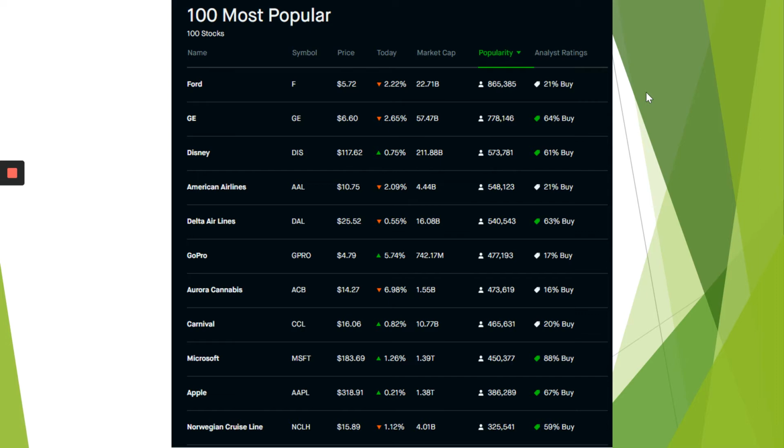So number 1 and 2, we have Ford and General Electric, pretty solid companies. 3, Disney, a company we recommend in 20 for 20. And then we have, this is where it gets interesting. Number 4 and 5 are American Airlines and Delta Airlines, respectively.